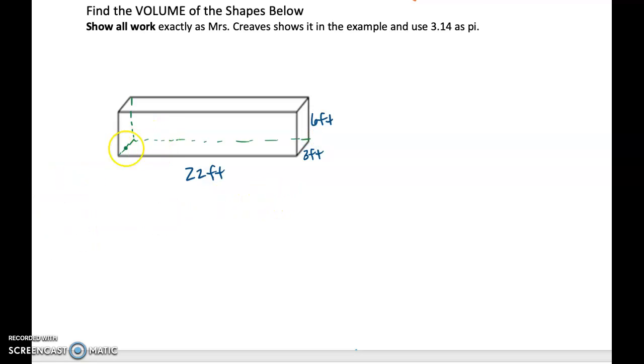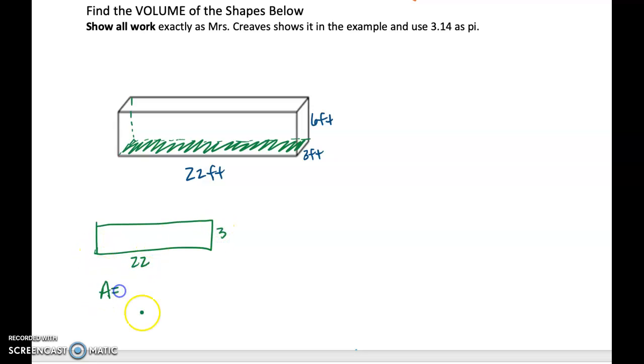If you want to think about the base as the bottom when you're dealing with a rectangular prism, go for it. So here's the bottom shape. It's sitting on the ground and it is a rectangle. That rectangle is a 22-foot by 3-foot rectangle. The area of that base shape is base times height. Didn't really need the parentheses there, but I happened to put them. So 22 by 3, that area is 66 feet squared. So we're going to take that area, and what's happening is we're stacking those 66 feet squared 6 feet high.